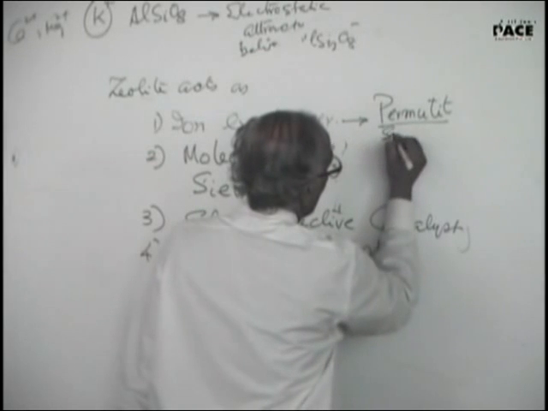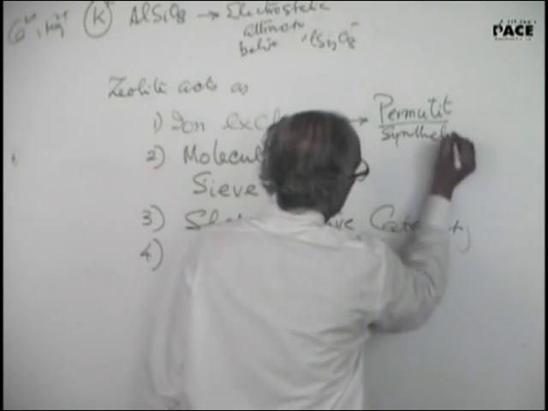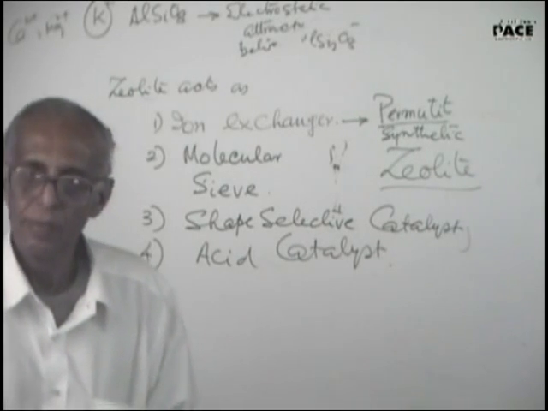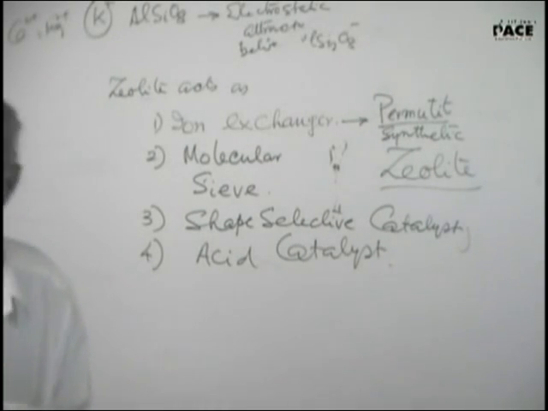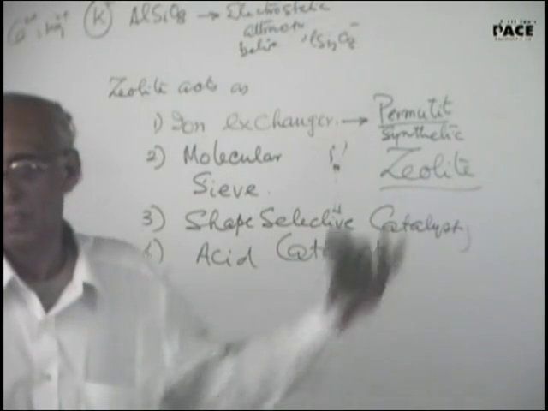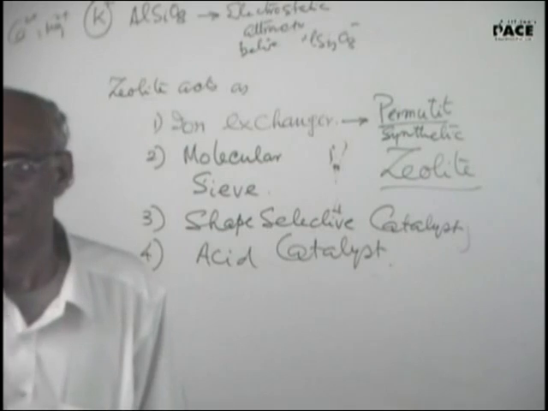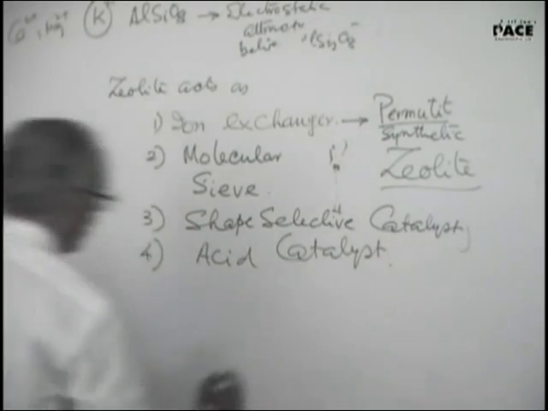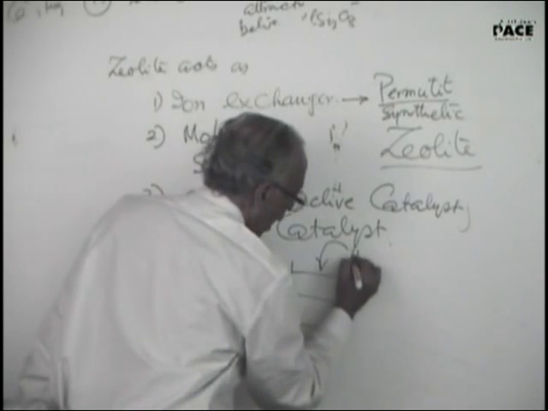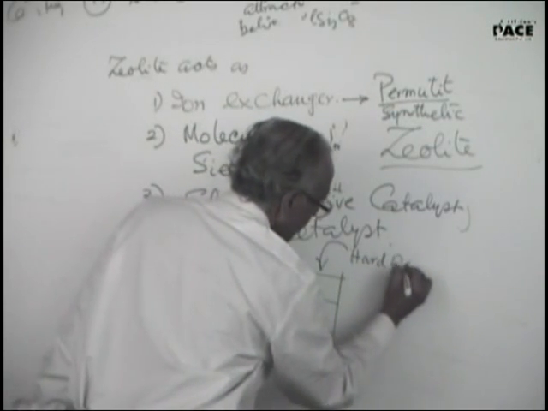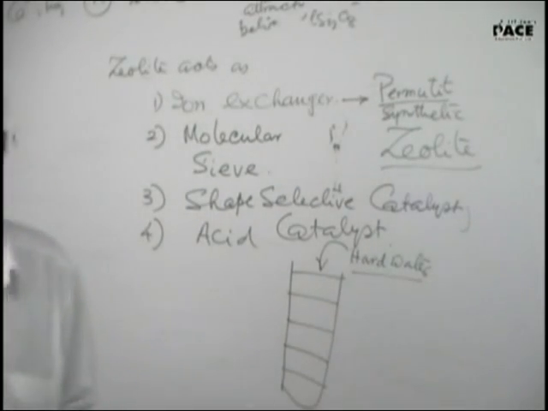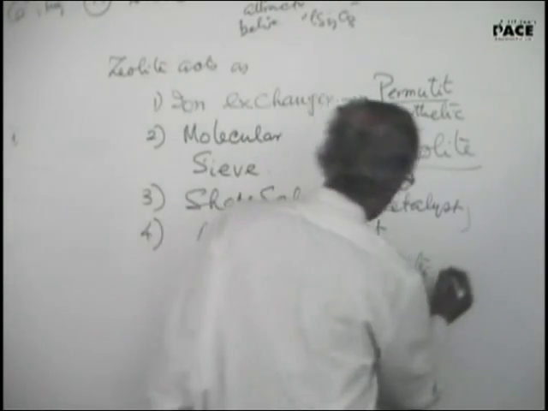Permutit is a synthetic zeolite. Have you heard permutit? No, sir. Have you studied hardness, softness of water? Yes, yes. Then you should know permutit. Used for purification. If you pass water, hard water, what causes the hardness to water? Salts of calcium and magnesium.